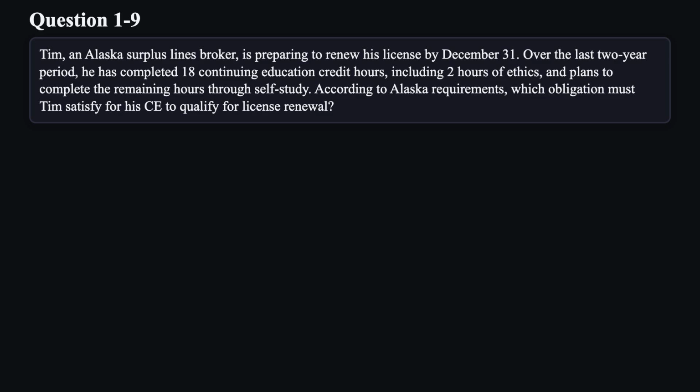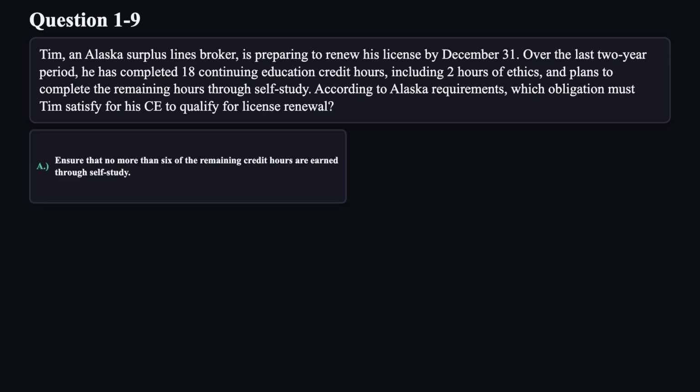Over the last 2-year period, he has completed 18 continuing education credit hours, including 2 hours of ethics, and plans to complete the remaining hours through self-study. According to Alaska requirements, which obligation must Tim satisfy for his CE to qualify for license renewal?